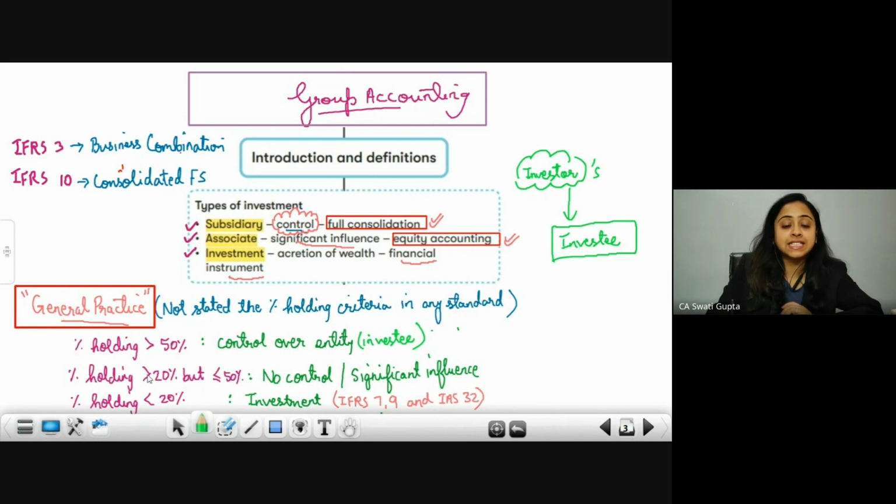If percentage holding is greater than 20% but less than or equal to 50%, then we say there is a significant influence. If percentage holding is less than 20%, then in that case we say it is just an investment. There is neither control nor significant influence.